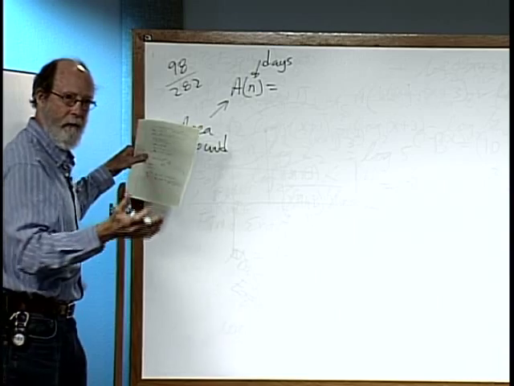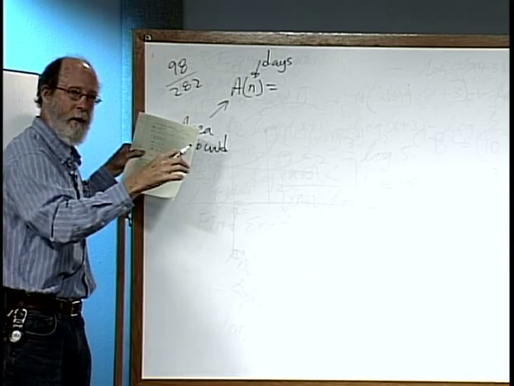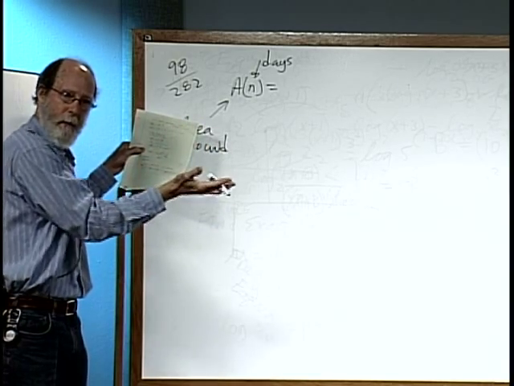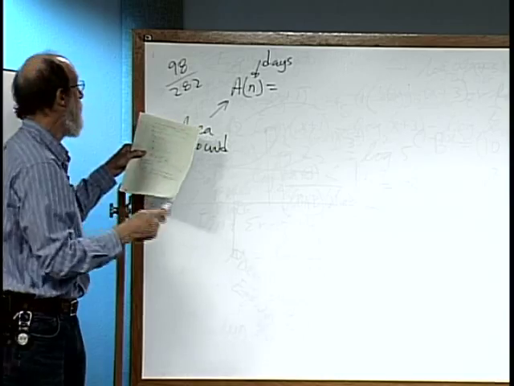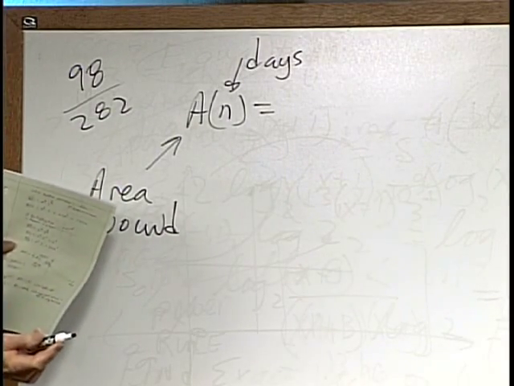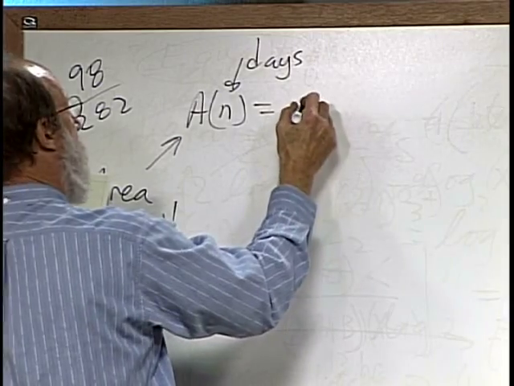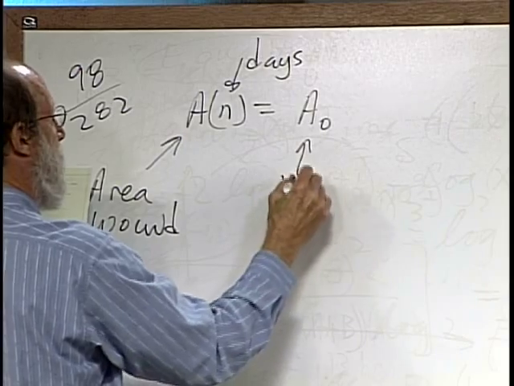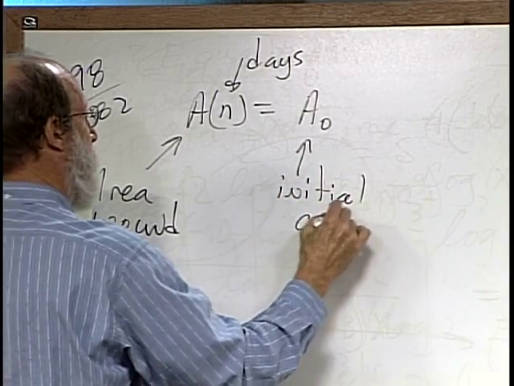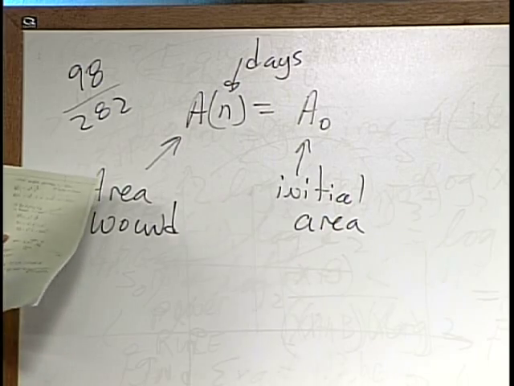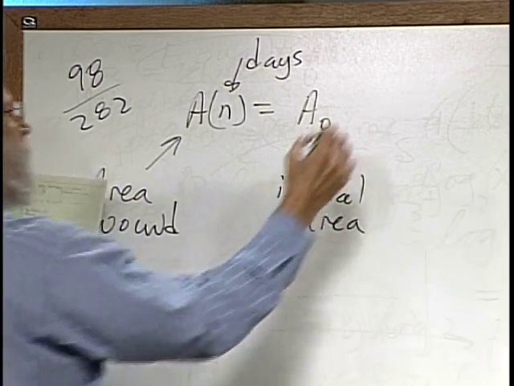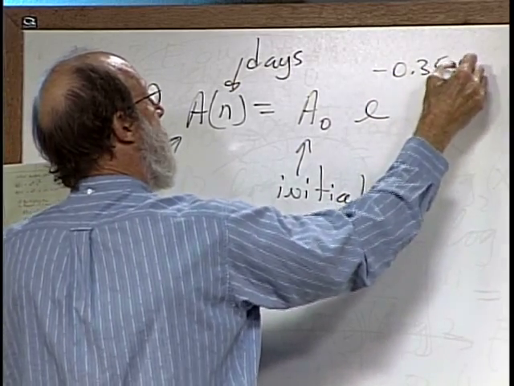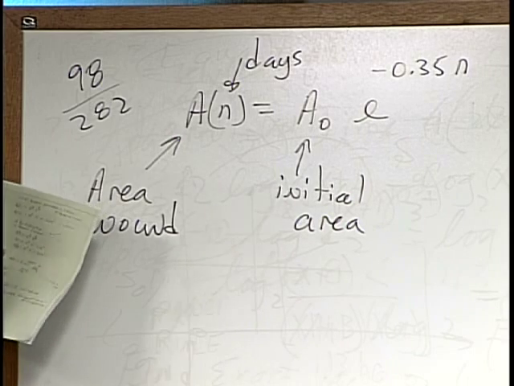because we know what happens with a scrape: it will gradually heal up, and they usually heal up from the outside and from below, underneath. We don't see that part, but we do see the outer edge. So the area is going to decrease over time. So it starts out with some initial area. And they actually give us a model in this particular problem. They say it's a base e exponential to the negative 0.35 n, where n is in days.